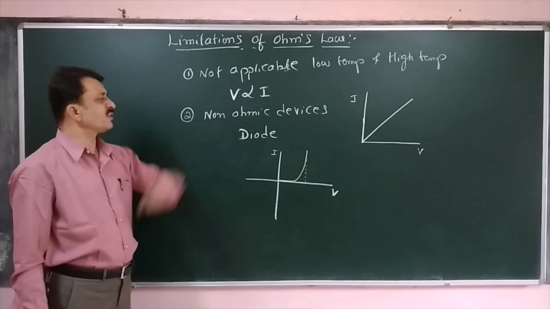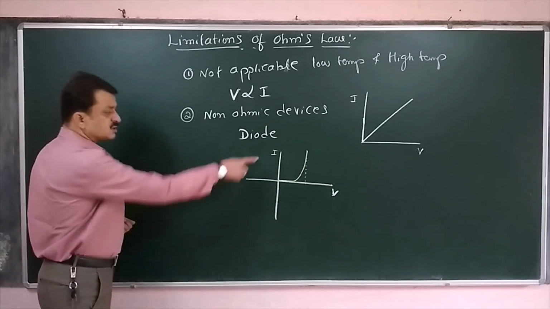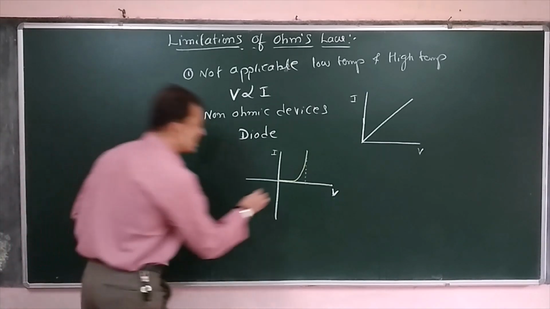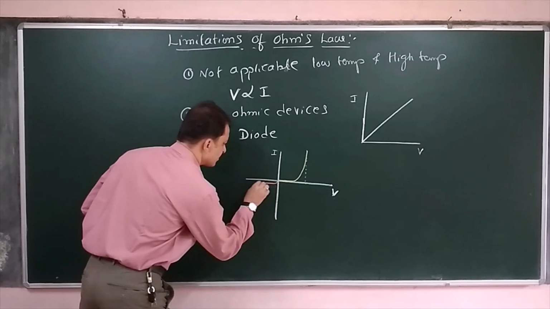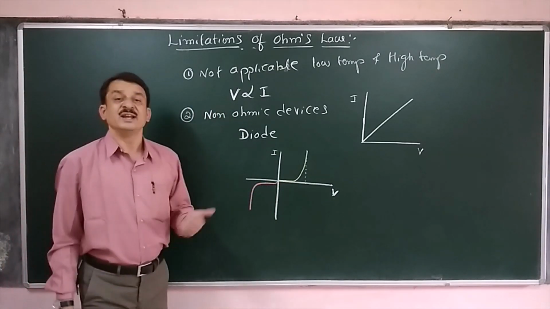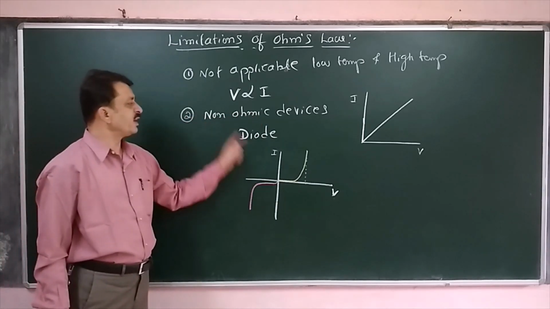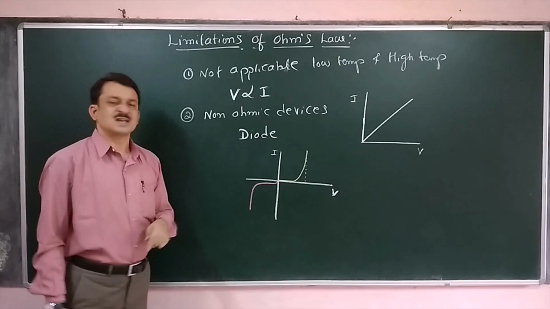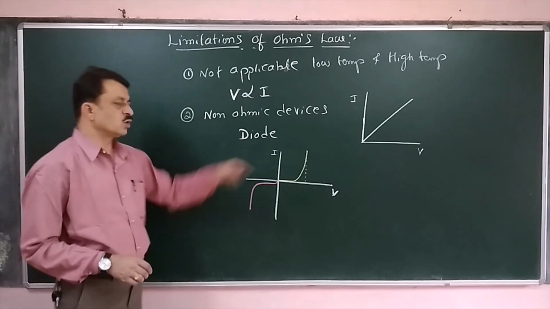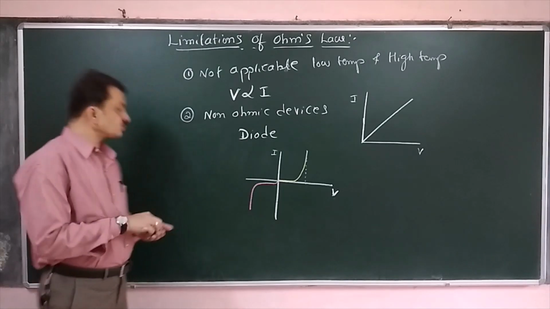So therefore the IV characteristic for the case of a non-ohmic device is not at all linear. Now this is forward bias. If I write the reverse bias, there also we are having this type of curves. It is not linear. Therefore, Ohm's law is not applicable in the case of non-ohmic devices such as semiconductor devices, diode, transistor, etc.